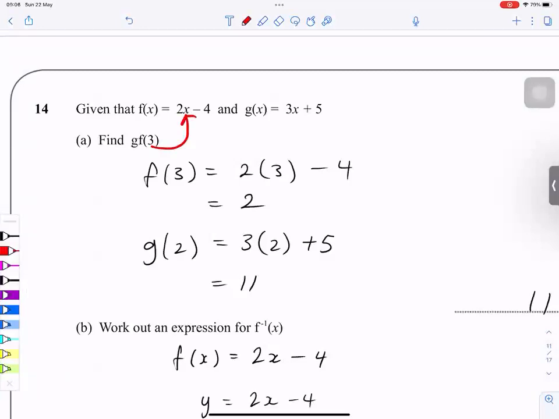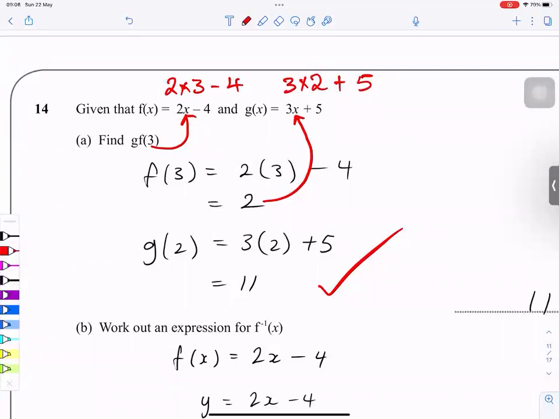So it becomes 2 times 3 minus 4. 2 times 3 is 6, minus 4 is 2. And then you take that 2, you replace it for x in that g. And it becomes 3 times 2 plus 5. 3 times 2 is 6, 6 plus 5 is 11. So that's how you get that answer.